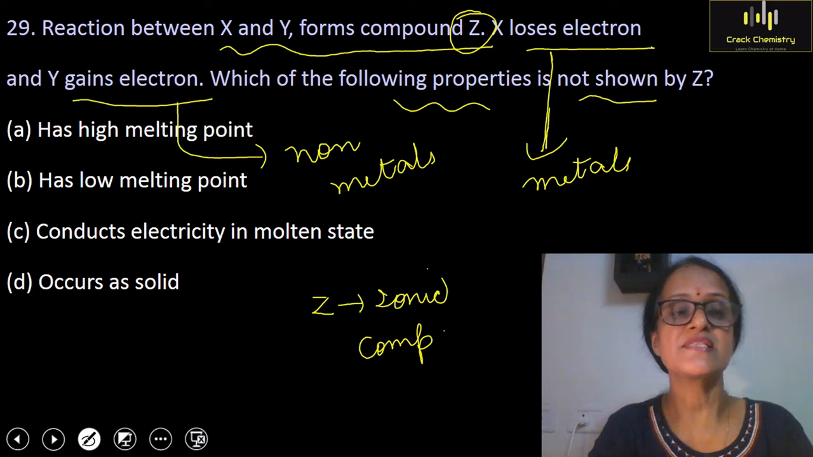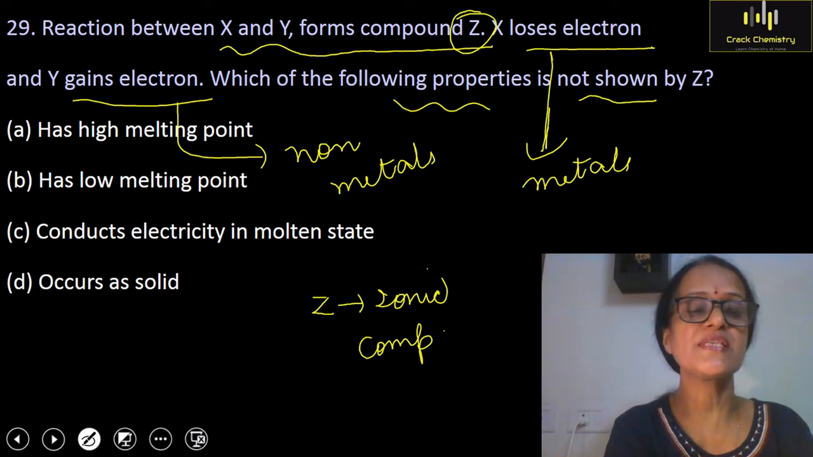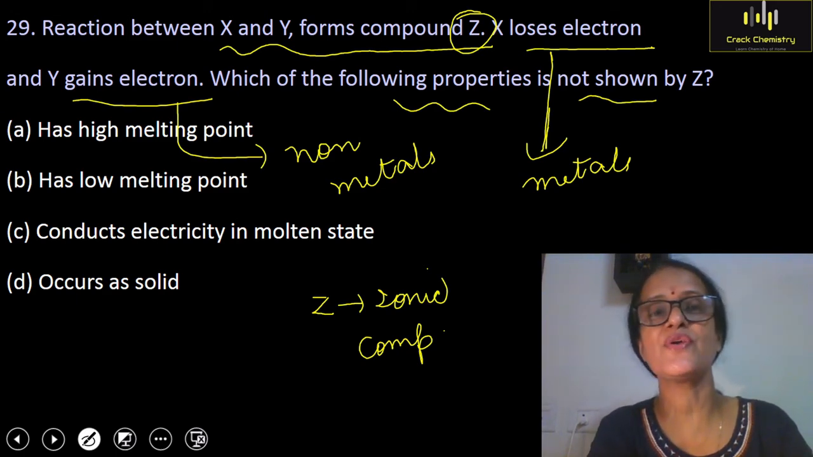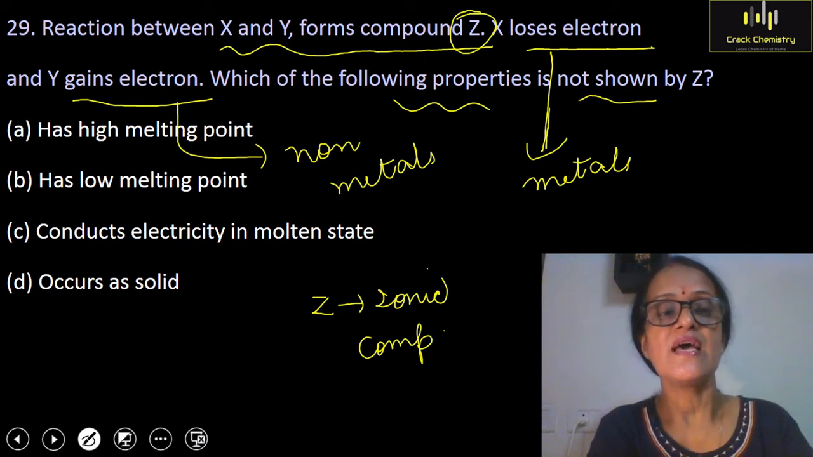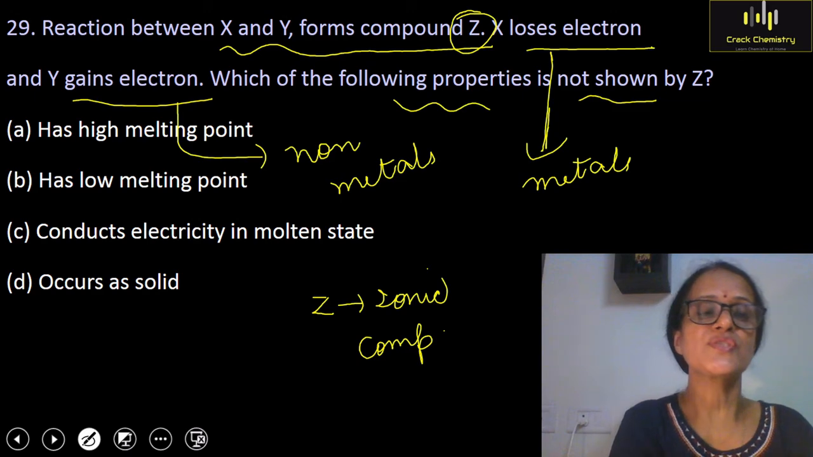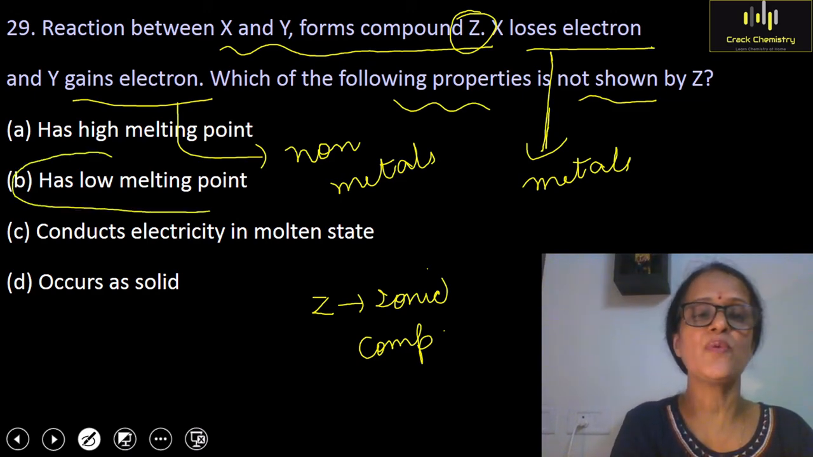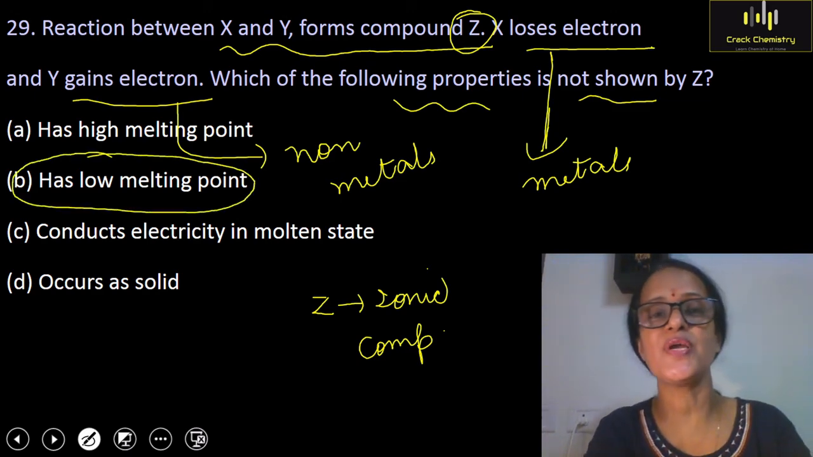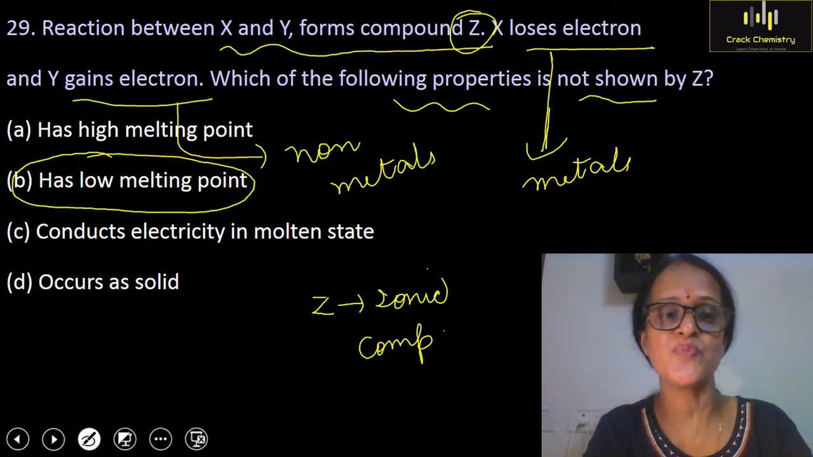First is Z has a high melting point. This is a correct option, because ionic compounds have a very high melting point. Second option is has low melting point. So your given option is B. Option B is has low melting point, because they are asking you which of the following properties is not shown by Z. So Z will not have a low melting point. Being an ionic compound, it will have a very high melting point.